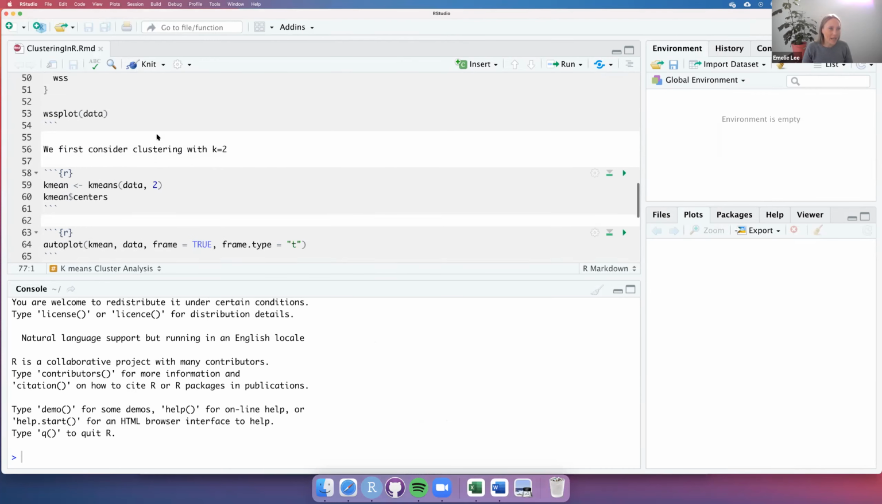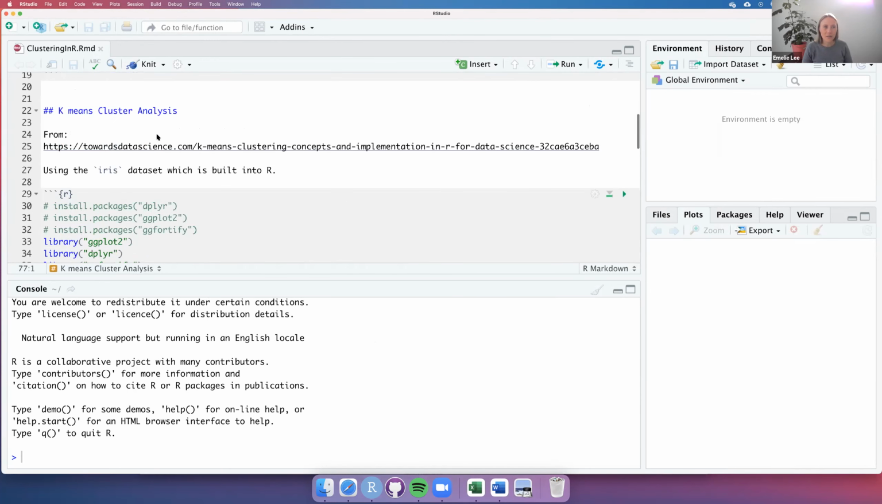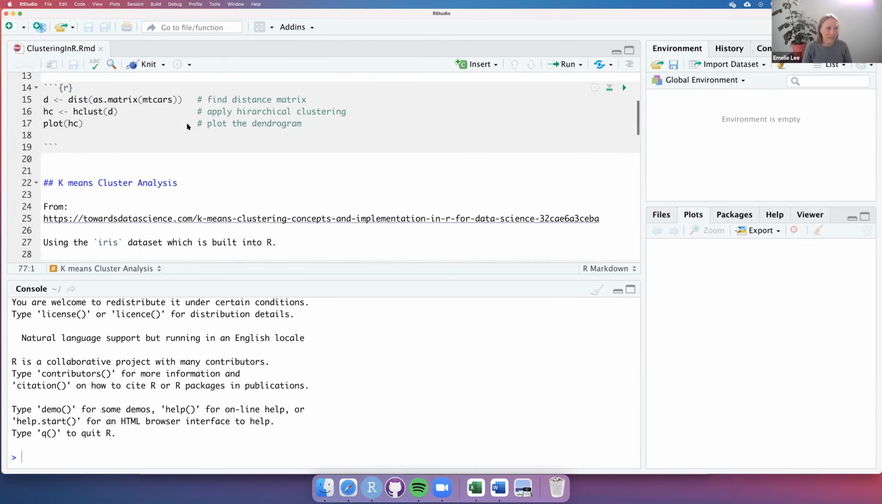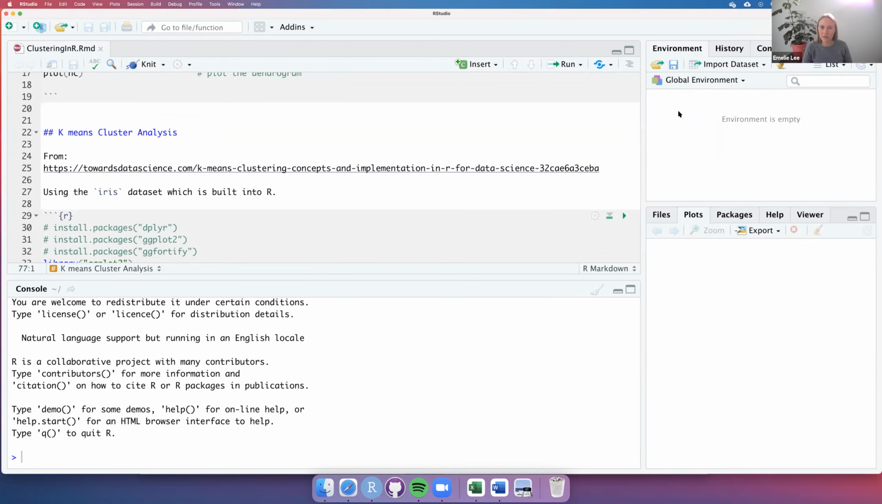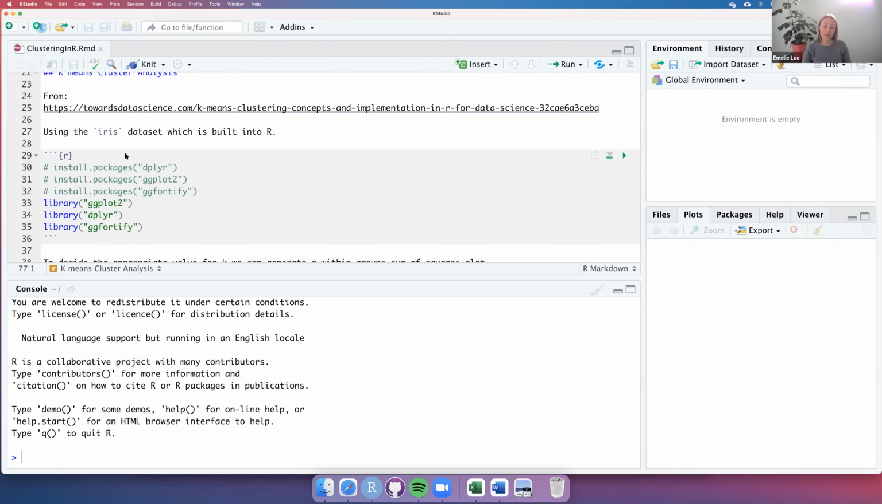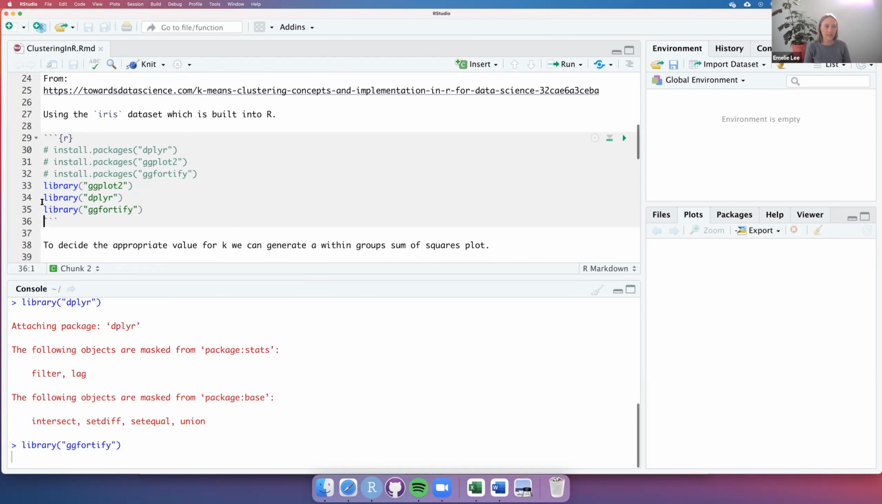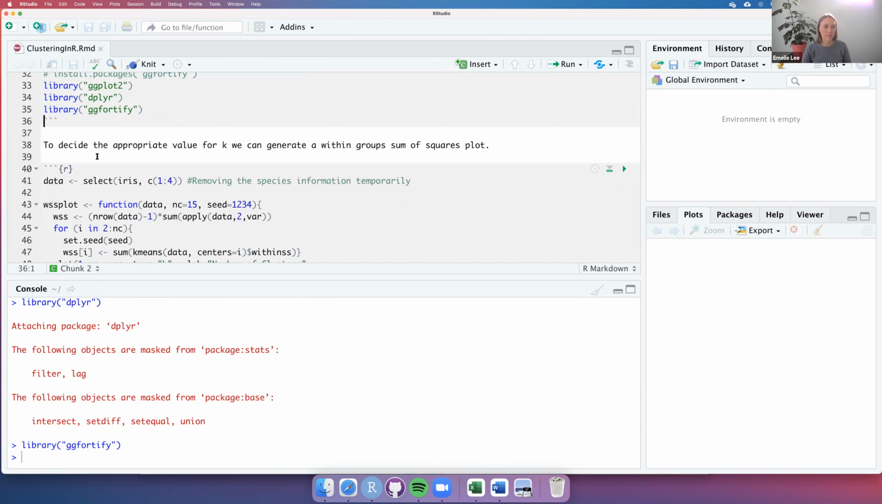Okay, so I need to bring in the data because I see my environment is empty because I closed up shop last time. I'll just bring in the iris data set. Well, the iris data set is there already, but I'm going to bring in these libraries here. I need ggplot, I need dplyr, and I need ggfortify, which I suspect is for that WSS plot.